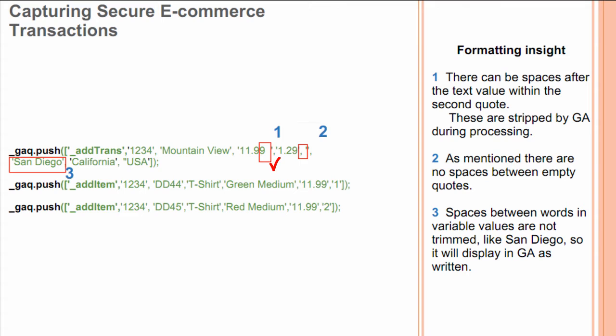There can be spaces after the text value within the second quote. These are stripped by Google Analytics during processing. As mentioned, there are no spaces between empty quotes. And thirdly, spaces between words and variable values are not trimmed, like San Diego, so it will display in Google Analytics as written.